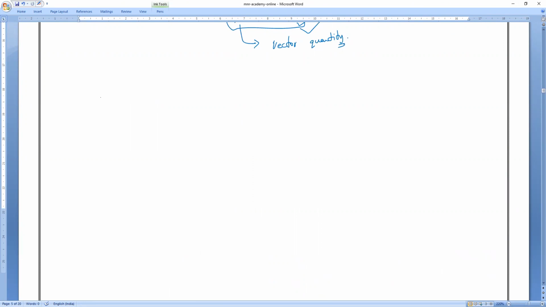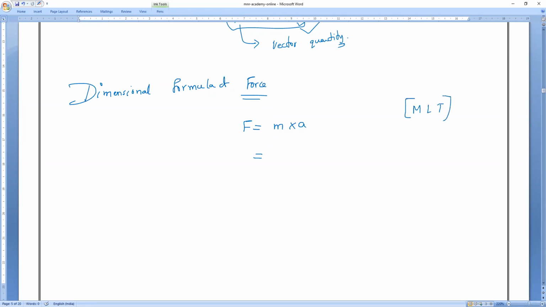Now, let us write the dimensions, and tomorrow we'll study the units. Can you tell me the dimensional formula of force? Let me see who will say first. Let me write the formula alone: mass into acceleration. The dimensional formula of mass, in the form of M, L, T: mass means M. Am I right or wrong, everybody?